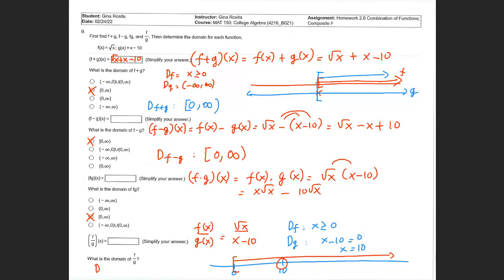So the domain of f over g becomes from 0 to 10, open, union 10 to infinity. This is the answer for the last one, f over g.